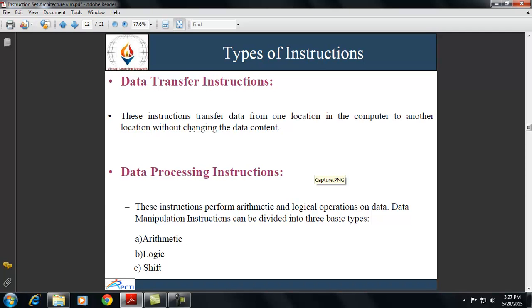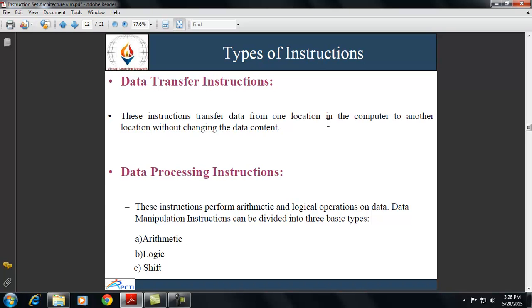Next category is data processing instructions. Data processing instructions perform arithmetic and logical operations on the data. The data manipulation instructions can be divided into three basic types: arithmetic, which includes addition, subtraction, multiplication, division, etc.; logical, which results in either true or false, that can be AND, OR, NOT, XOR; and shift operations, used for shifting or transferring of bits either to the left or to the right, and it can be used to analyze simple arithmetic operations or data communication recognitions, etc.